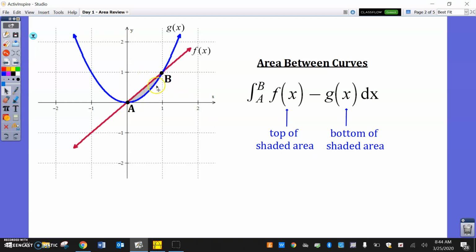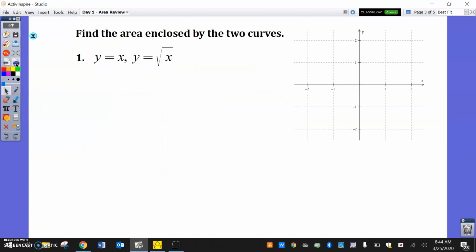So if I look at the shaded section, I can see this line is on top, and that's the graph for f of x. And the parabola is on the bottom, which would be the equation for g of x. So that's why this one is f of x minus g of x. It's always what's on top of the shaded area minus what's on the bottom. And then once you set up your integral, you're going to do the antiderivative and then just evaluate that definite integral from there. So let's go ahead and work through a few examples.